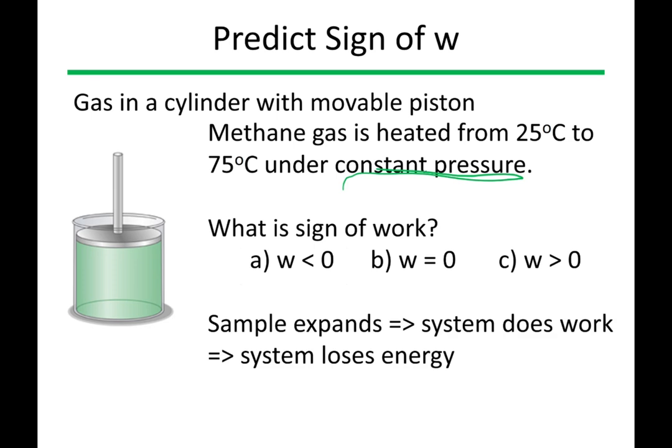The sample expands. So again, going back to our other examples, the system is going to be doing work on the surroundings. So the system should be losing energy. The piston will have to get bigger as we add temperature to this gas because it's movable, and so we expect some expansion and a negative sign of work.